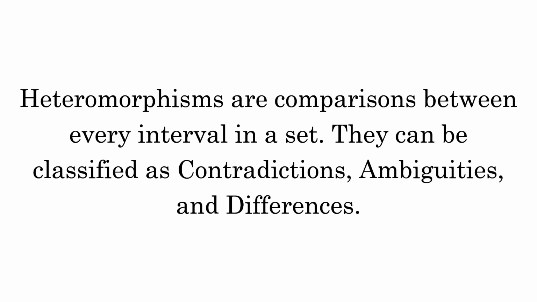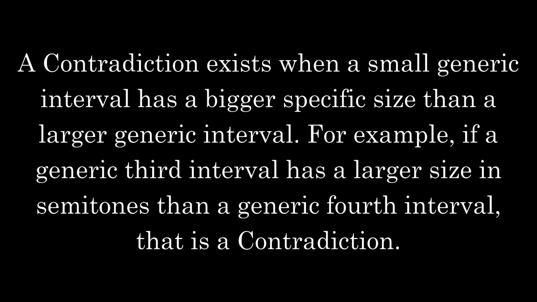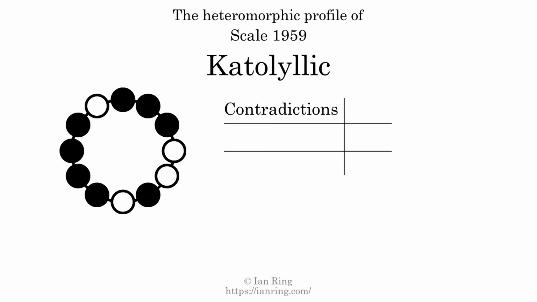Heteromorphisms are comparisons between every interval in a set. They can be classified as contradictions, ambiguities, and differences. A contradiction exists when a small generic interval has a bigger specific size than a larger generic interval. For example, if a generic third interval has a larger size in semitones than a generic fourth interval, that is a contradiction. The number of contradictions in this scale is 34.